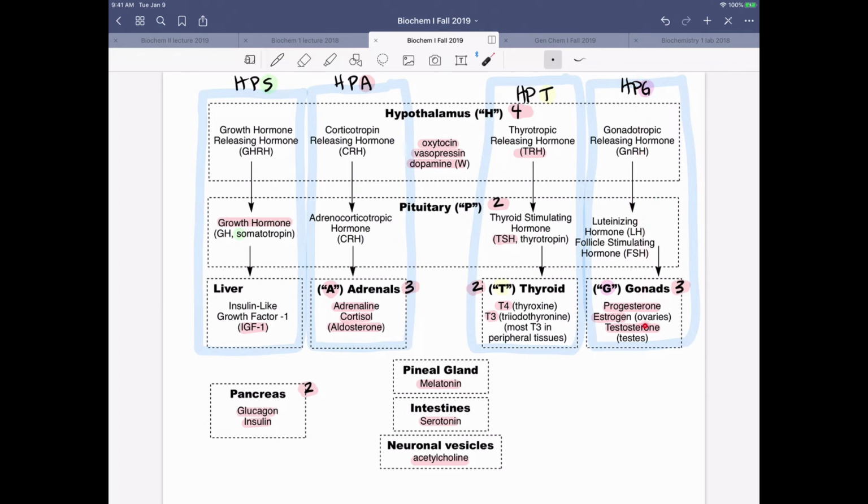And lastly, your HPG axis, G standing for the gonadal tissue, has the hypothalamus releasing gonadotropin-releasing hormone. And then that is going to stimulate the production of both luteinizing hormone and follicle stimulating hormone from the pituitary gland. And these are going to act on the ovaries and the testes to produce estrogen as the primary hormone in the ovaries, and then testosterone as the primary hormone in the testes. One thing to highlight is that both of these are produced from progesterone. So progesterone is produced in gonadal tissue, and that is then converted into estrogen and testosterone in the respective tissues.